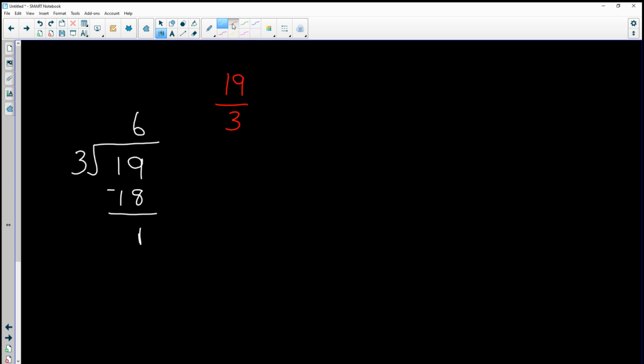Now you can use this to help you in that, this would become your denominator, this becomes your whole number, and this becomes your new numerator. Okay, so putting that together, 19 over 3 would equal 6, the whole number, and 1 over 3.